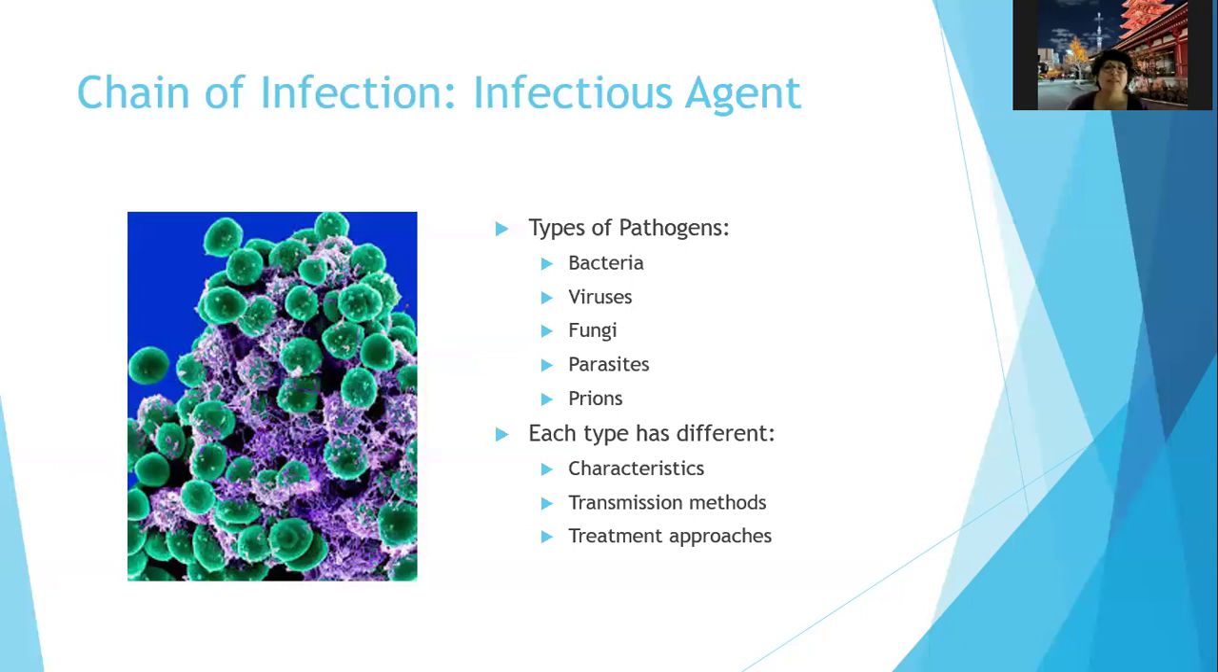Our first step in the chain of infection is an infectious agent. That's going to be bacteria, viruses, fungi, parasites, and prions, sometimes we'll talk about them. Each type has different characteristics, different preferred transmission methods, and different treatment approaches. A bacterial infection is often treated with antibiotics. Do antibiotics kill viruses? They do not, so that's not going to help. You have to have a different treatment approach for a different type of pathogen.